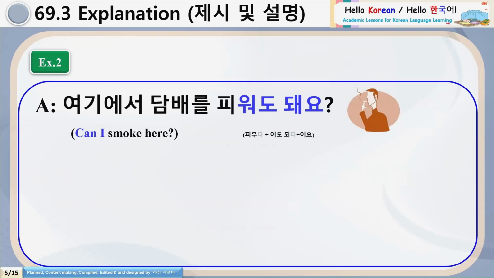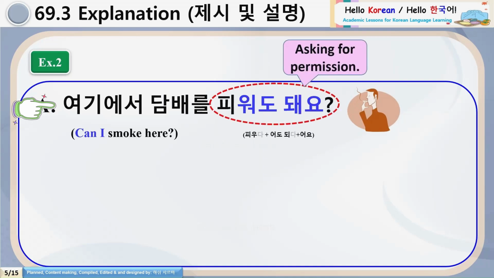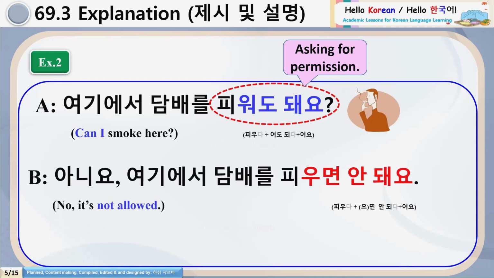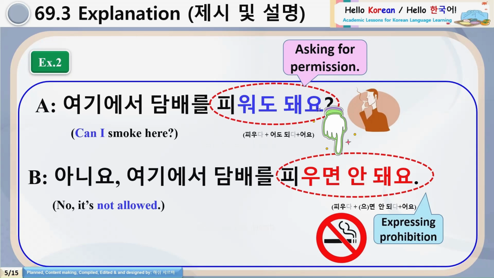Next example is here. 여기에서 담배를 피워도 돼요? Can I smoke here? Again, asking for permission with the previous lesson grammar ado odo dweda, and you want to say no, you cannot smoke here. Smoking is not allowed. So how to make this sentence in Korean? Very simple. Just use the grammar eu-myeon andweda, and the reply will be like this. 아니요, 여기에서 담배를 피우면 안 돼요. 담배를 피우면 안 돼요. Expressing prohibition. No smoking. So we hope now you have some idea how we can use this grammar practically.